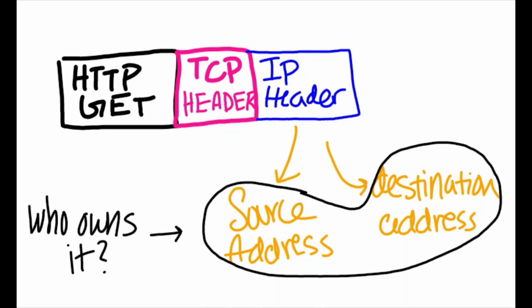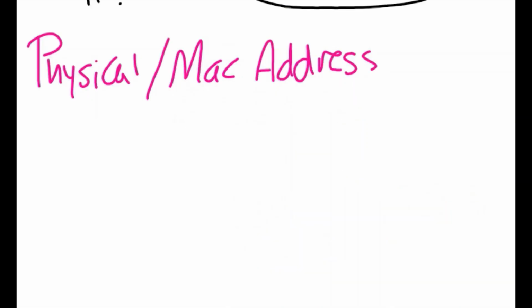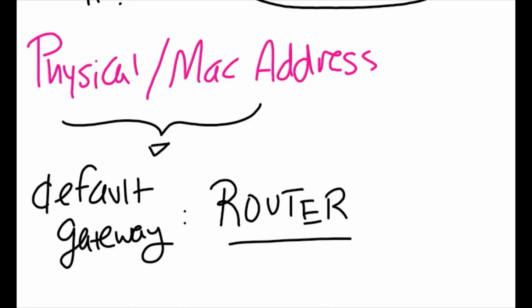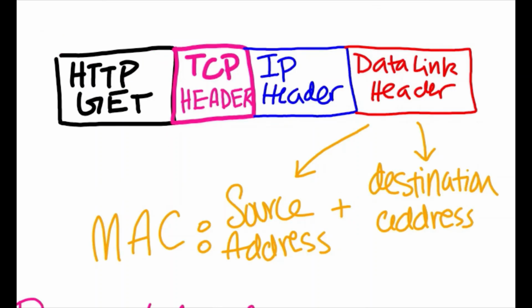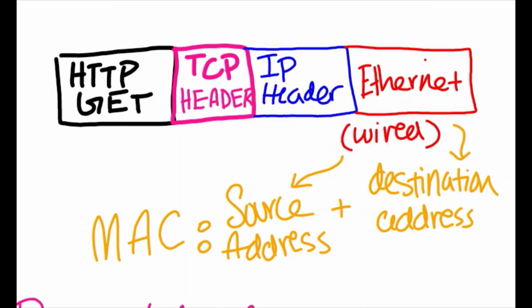But how do we know what physical device owns the IP address of your computer or of your router? Well, this is where physical addresses, or MAC addresses, come in. Every network device has a unique MAC address. When we send a packet over a network connection, whether it is wireless or wired, we need to address that packet to the MAC address of our default gateway, which is our router. The source and destination MAC addresses for a packet are stored in the data link layer header. When we're using a wired connection, the specific name for this header format is Ethernet. So just like we use TCP or UDP at the transport layer and IP at the internet layer, we use Ethernet at the link layer.